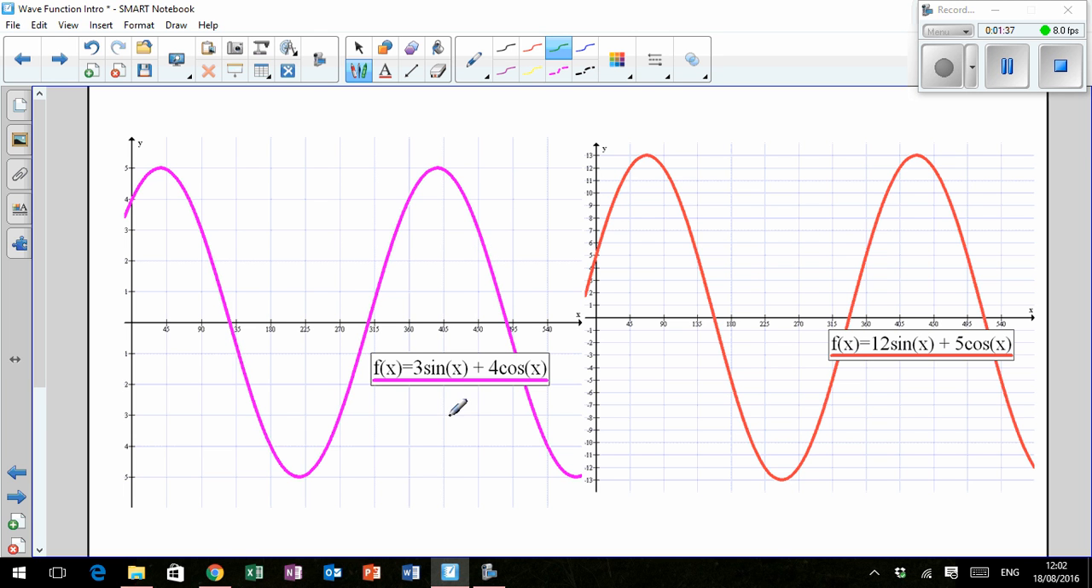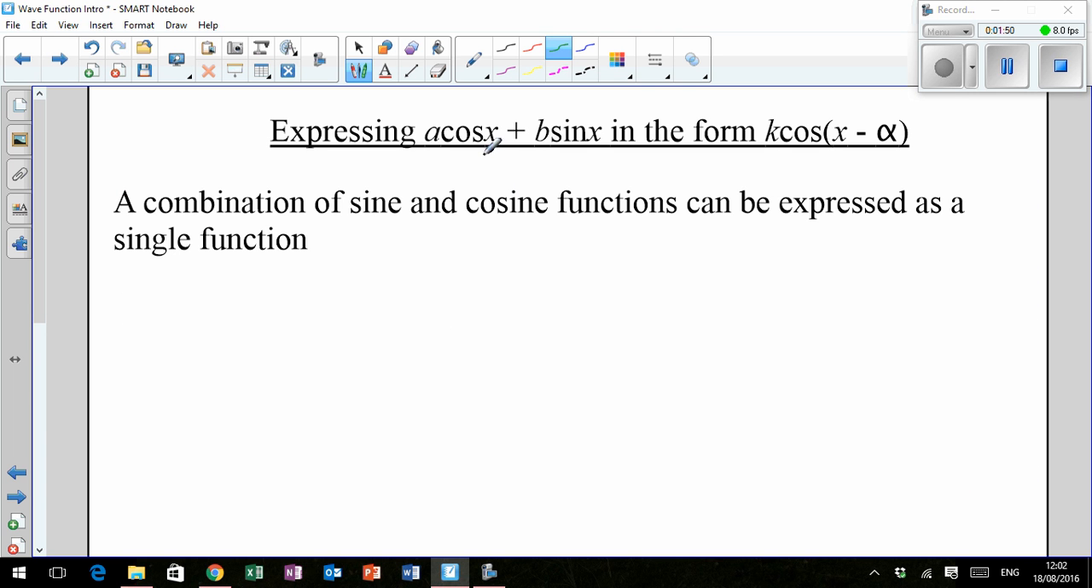You can see here we've got two different ones: 3 sin x plus 4 cos x still gives us a sine or a cosine wave, and 12 sin x plus 5 cos x still gives us that sine or cosine wave. And we're going to look today at turning something that looks like this into this. To do that, we're going to compare coefficients.